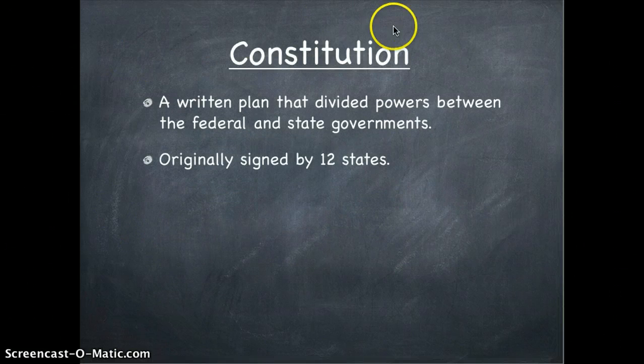The Constitution is a written plan that divided powers between the federal and state governments. Originally, it was signed by 12 states. This is so that not one person has all the power to make the decisions for the rest of the people. Please pause the video and copy this vocab word into your notebook. Then restart the video.